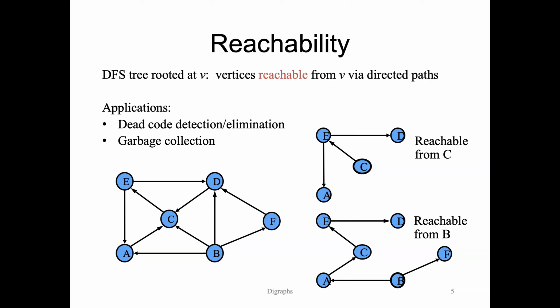This is also useful for garbage collection. So we have vertices which are objects, and if they are using another object or referencing it, then it has an edge to it. If some object is not reachable, it has no edge to it, then these are unused objects which can be safely removed from memory.